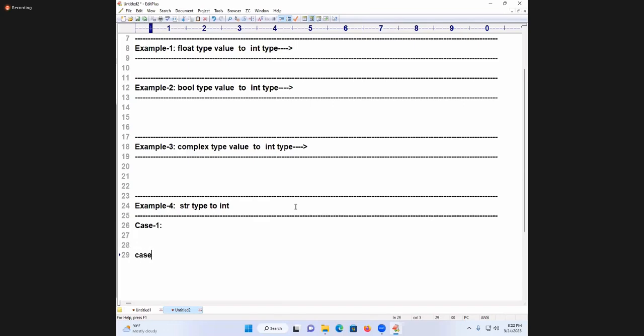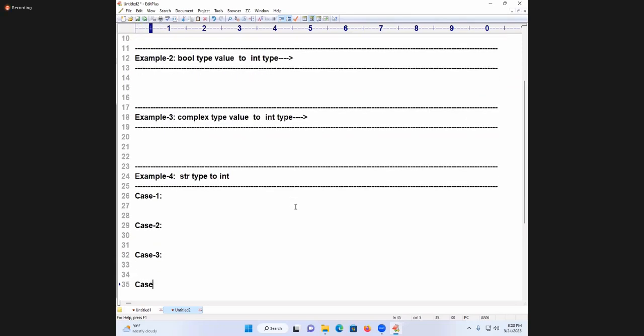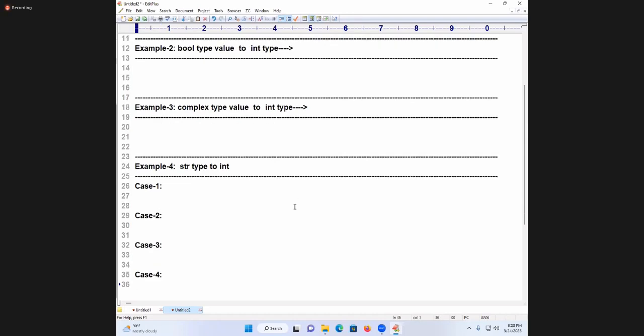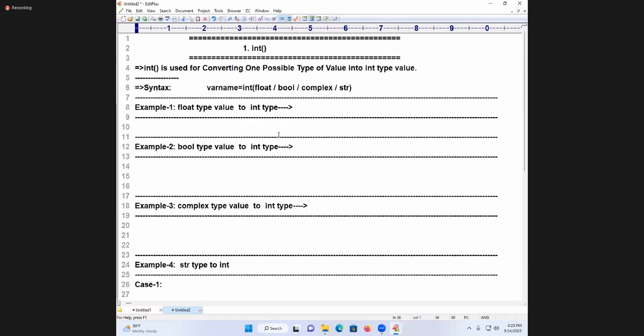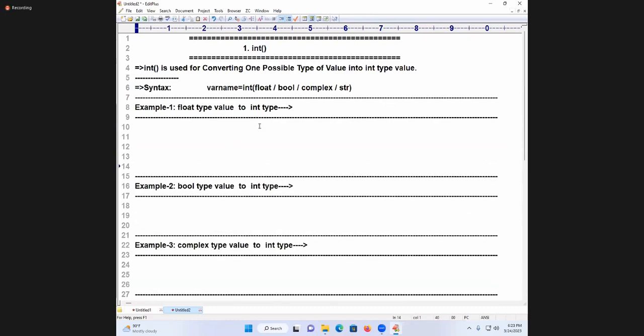Case 1, case 2, these are all called MCQ level, students. Case 2, case 3, and next is case 4. I'm going to discuss these because in MCQs and NASSCOM testing these are all very, very important. Without this type of programming knowledge, nothing will happen. Let me start one by one. Try to follow most carefully.